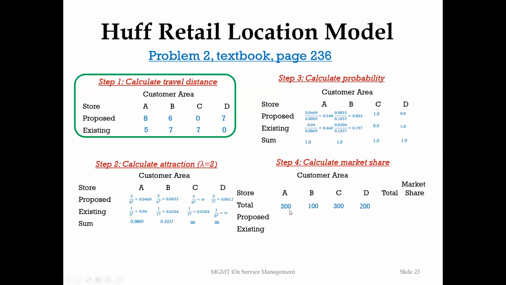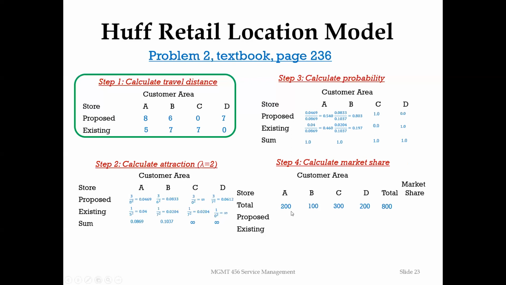$200,000 will be spent from customers in customer area A, $100,000 from customer area B, $300,000 from C, and $200,000 from D. Total spending for all 4 areas, A plus B plus C plus D, adding these 4 numbers, you get $800,000. The total spending for the entire region is $800,000.